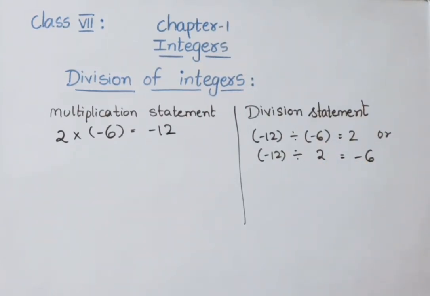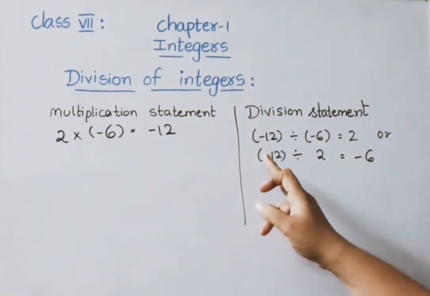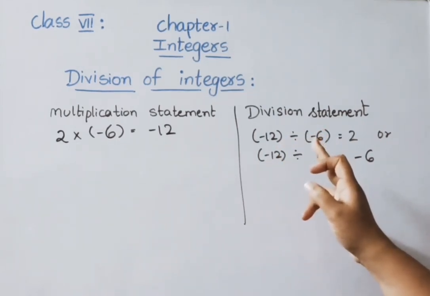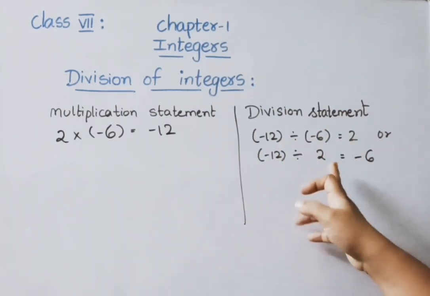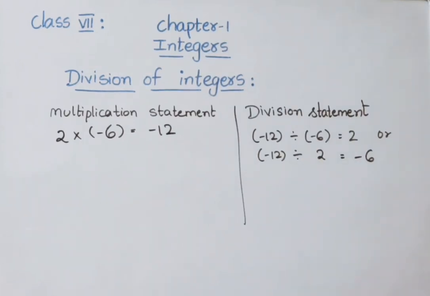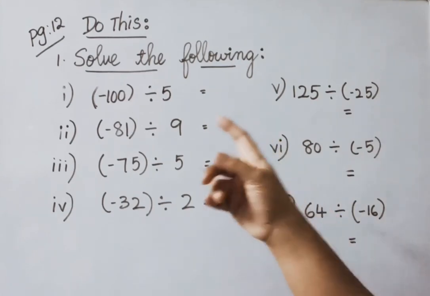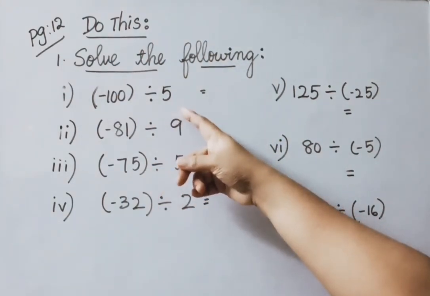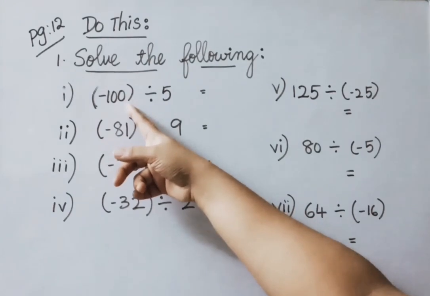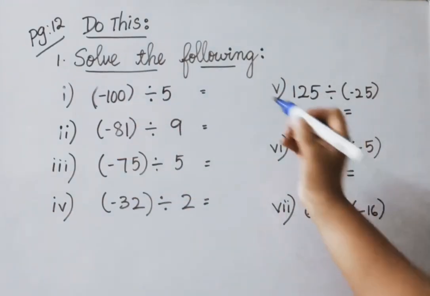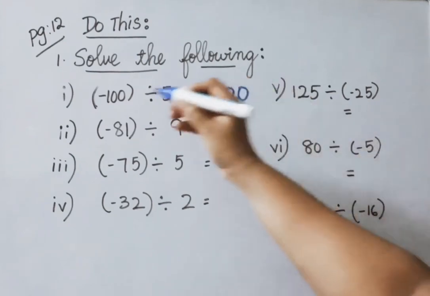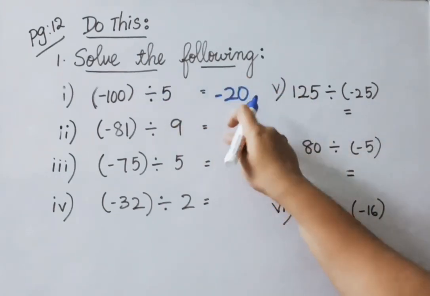Now from this example we can say that when we divide a negative integer by a positive integer, or a positive integer by a negative integer, we divide them as whole numbers and then we add a negative sign to the quotient. Solve the following. See the first one, minus 100 divided by 5. 5 table 100, 20 times it will be divided. So the answer is 20. Now write on this minus sign. So the quotient is minus 20.